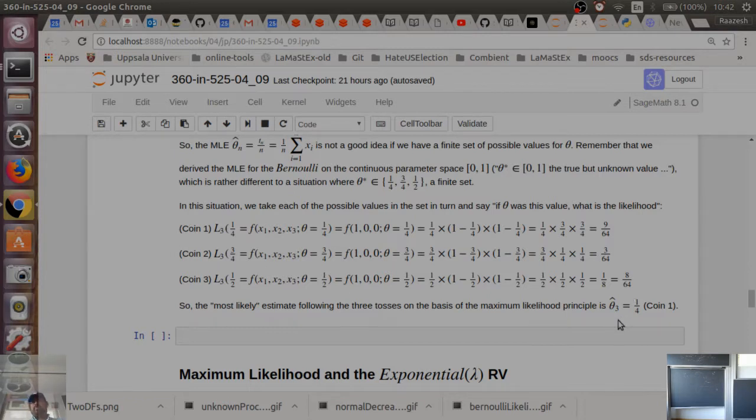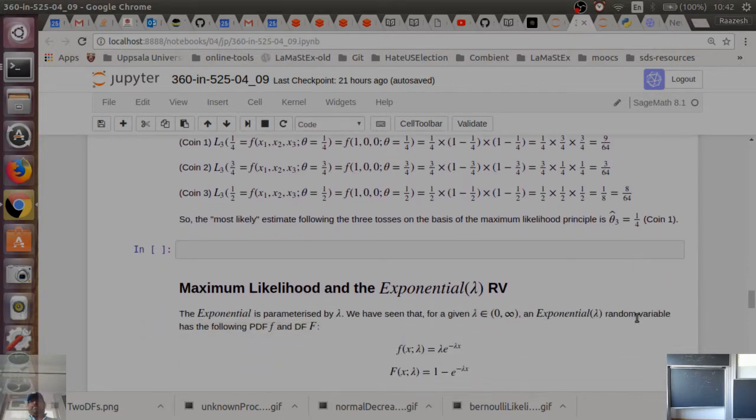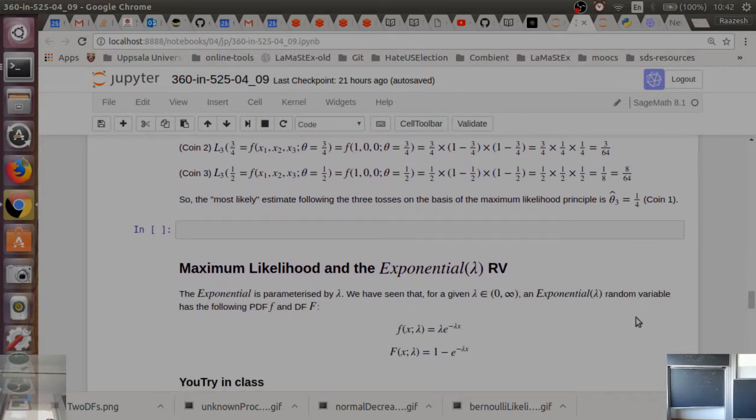So now the most likely coin is the one with 9/64, right? Coin 1 with a bias of 1/4. That's all we can say with 3 tosses using this principle. Does it make sense? Of course, the idea is that when we toss it many times, this should hopefully converge to one of these 3 values, unless the oracle is messing with us, giving us something more dubious.